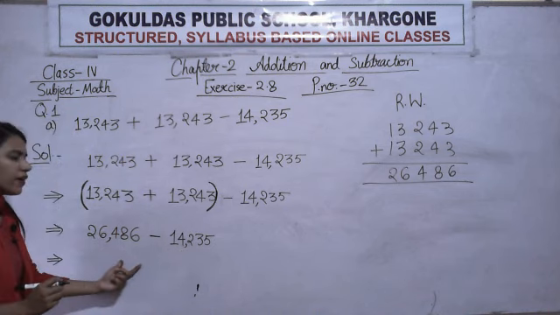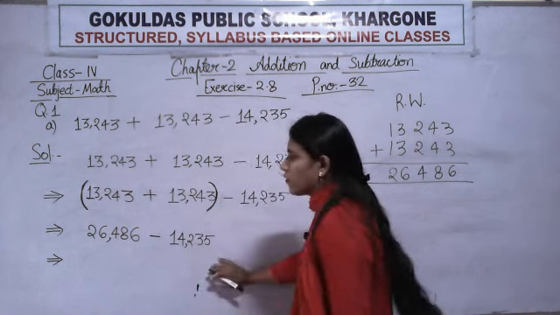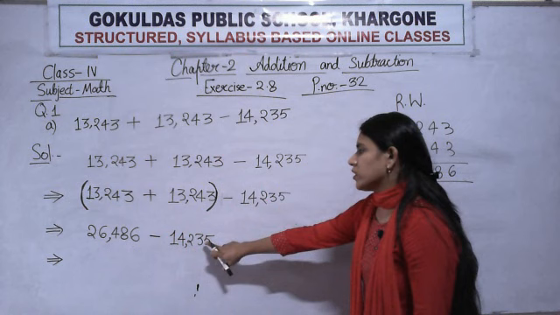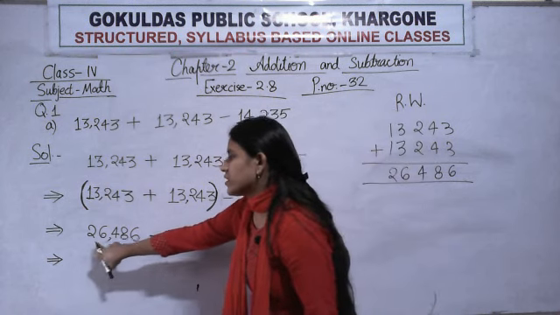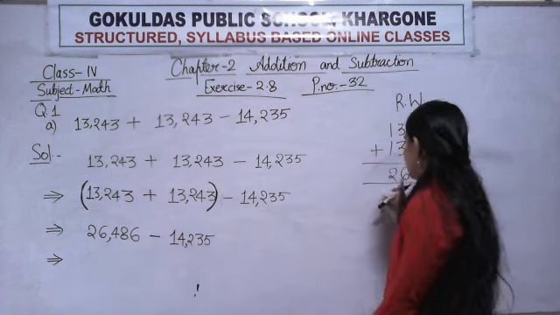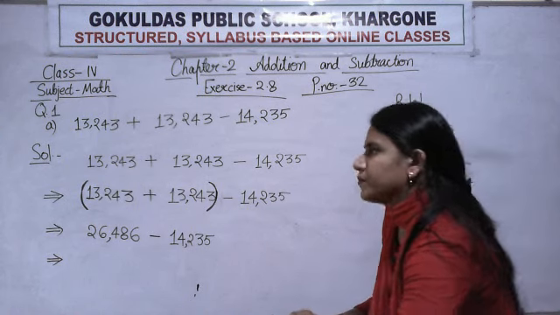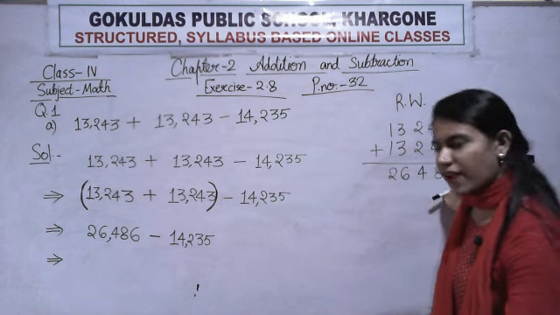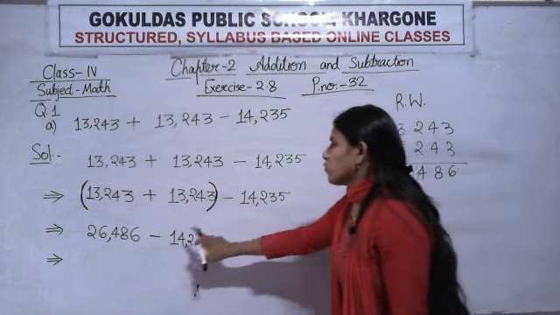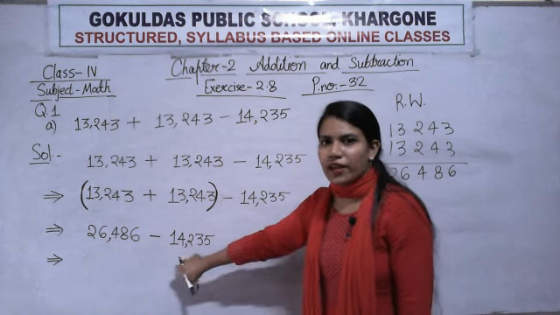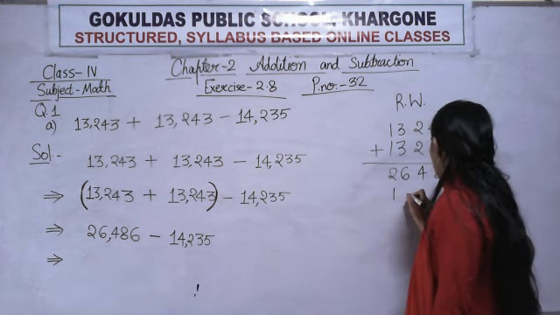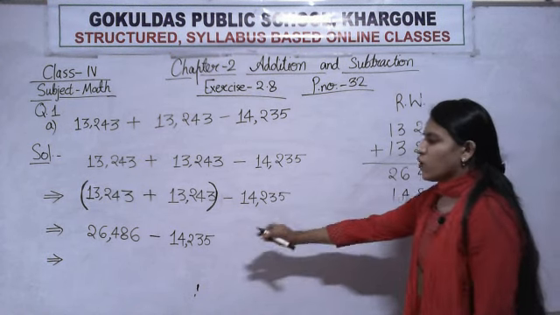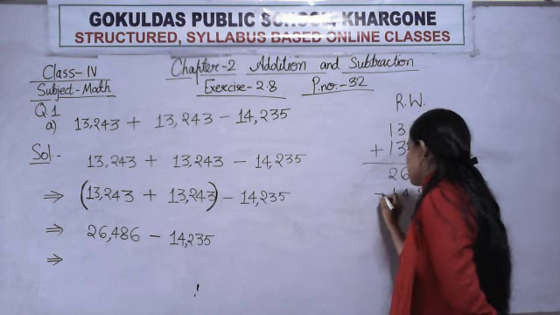14,235. Now in rough work you can solve this. You have to solve this. So in rough work what do you have to do? You have to solve 14,235 from 26,486. So it is 26,486, right? Already it is written here. Now you want to subtract 14,235 from it. So arrange 14,235 in a column. You are performing subtraction, so put the minus symbol.